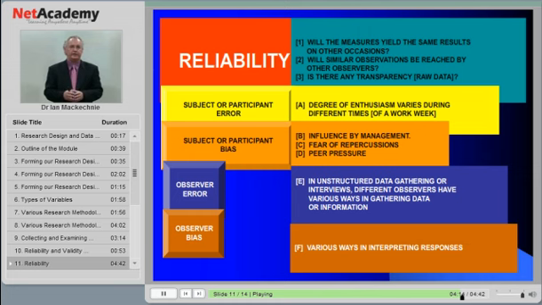These all affect the reliability of our research and may mean that the data that we've collected and the results that we come up with are not as valid or not as reliable as they could be. So we must be careful about these particular biases and errors that can slip into our research. Let's now look at validity.